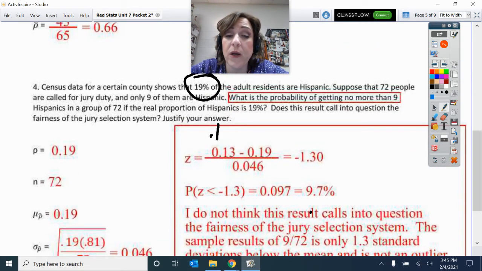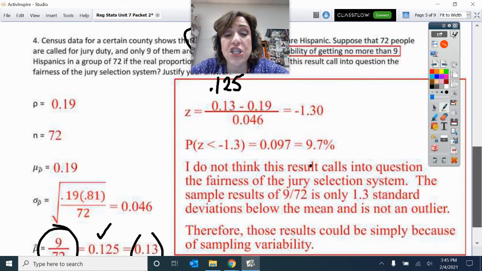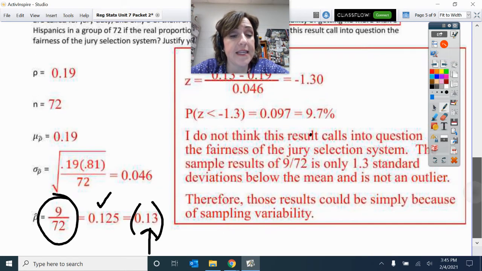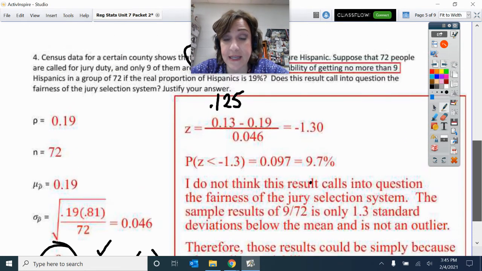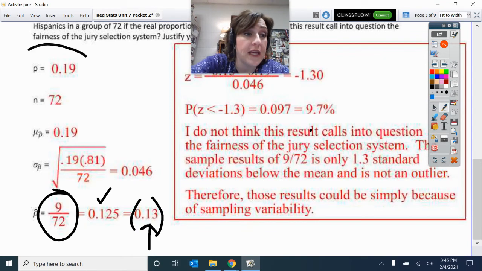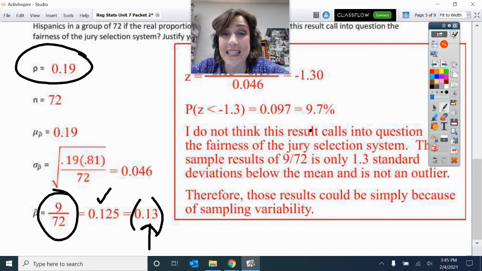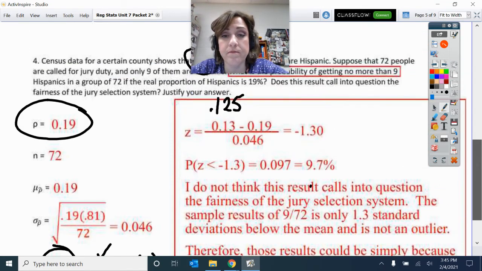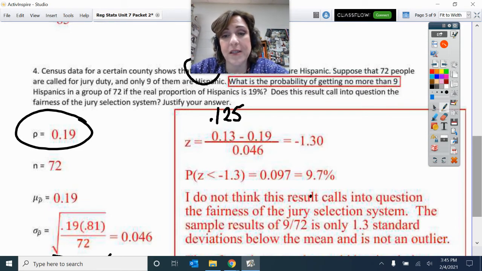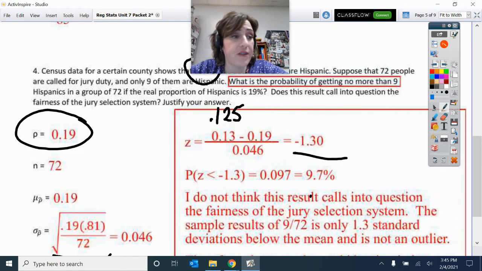If you had put 0.125 here, you're going to have slightly different numbers than I do, and that's okay. So we want to see how far that sample is from the county's Hispanic rate. Well, that sample is only 1.3 standard deviations below that county's rate. And I'm going to do that real quick.